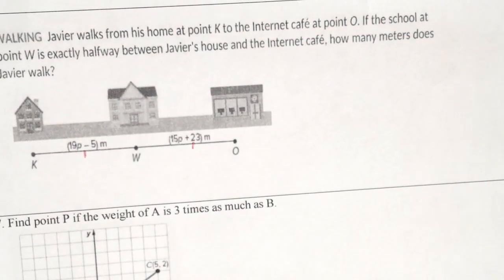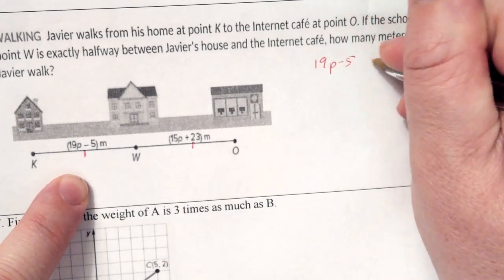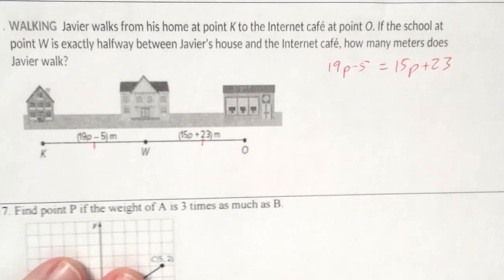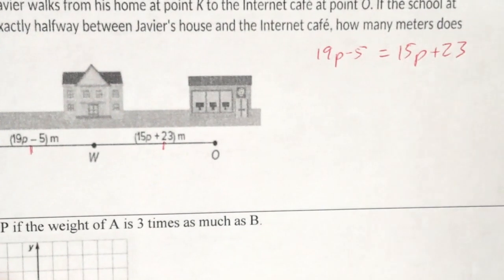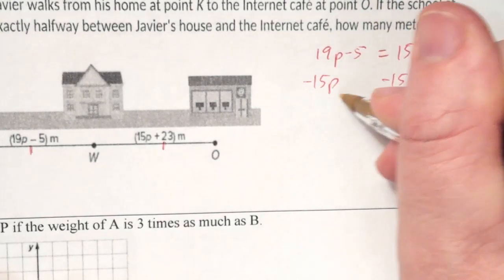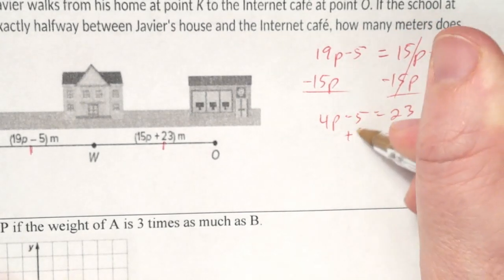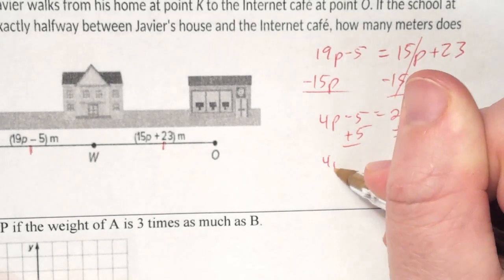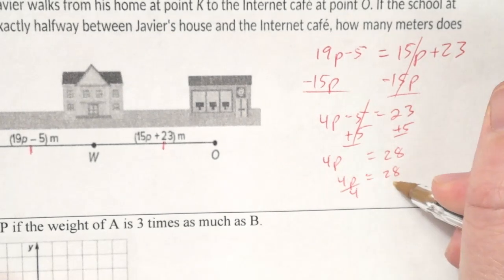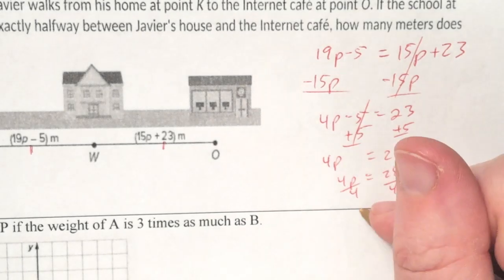So first of all, we need to find what P is. So we know that these two are equal to each other. So we have 19P minus 5 is equal to 15P plus 23. So we don't need those meters right there. We don't care about that. All right, so we're just going to solve. We're going to subtract 15P from both sides. We get 4P minus 5 is equal to 23. We're going to add 5 to both sides. We get 4P is equal to 28. Divide both sides by 4. So 28 divided by 4, and you get P is equal to 7.